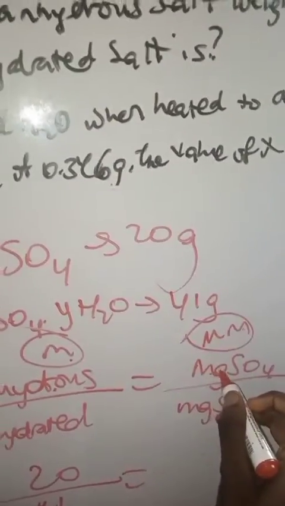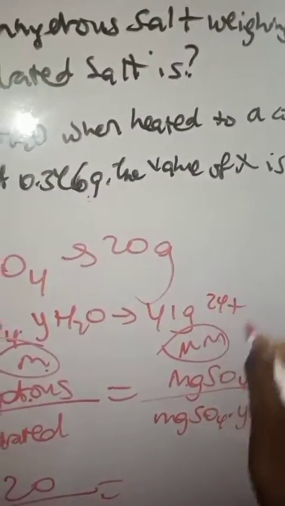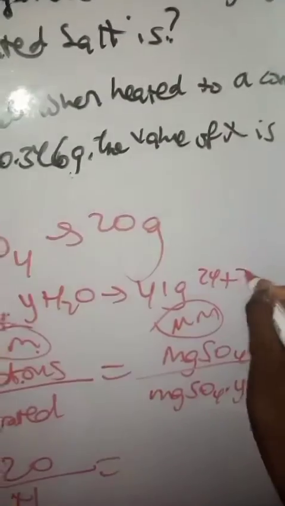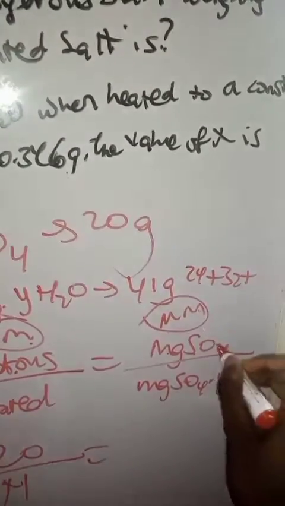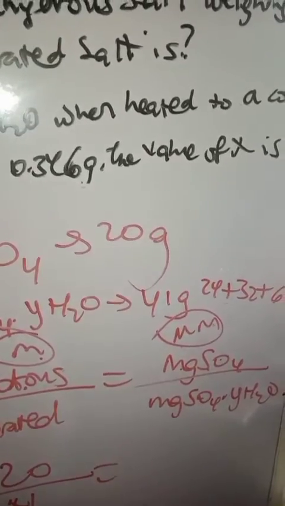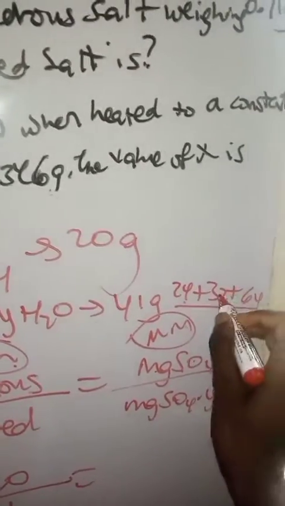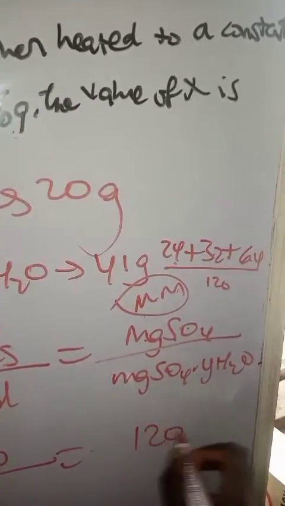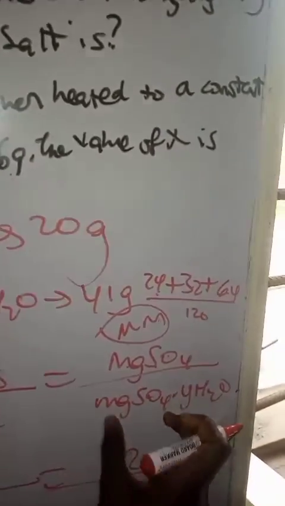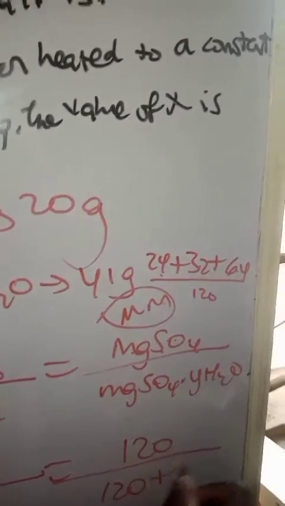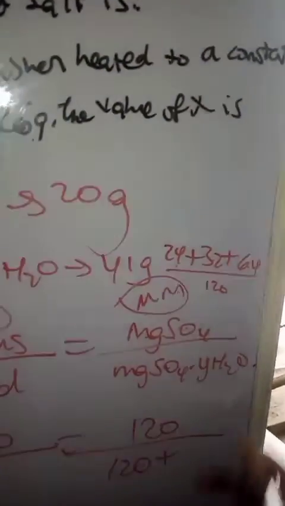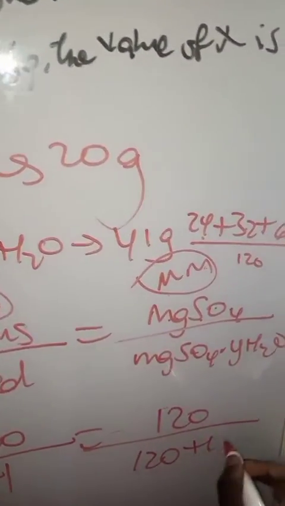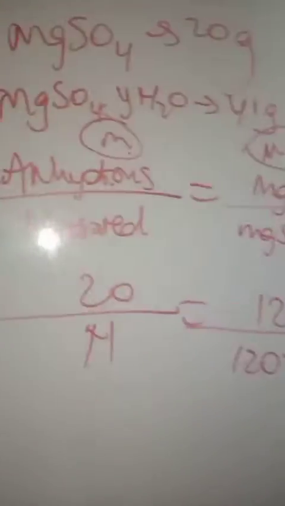Let's find the molar mass. Magnesium is 24 plus sulfur is 32 plus oxygen is 16 times 4, that's 64. Try to add it up: 24 plus 32 plus 64. That will give you 120. So I can say 120 over, MgSO4 is also 120 plus YH2O is 18Y. So let's move on now.